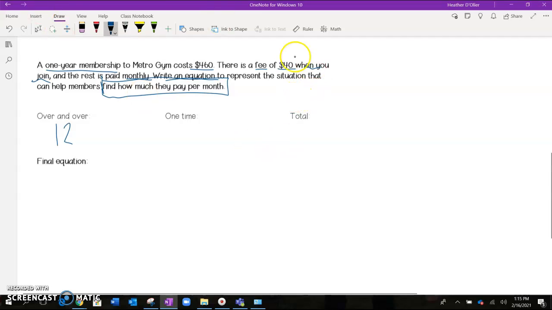Oh, that's it. That's my 1 time because I only paid it 1 time. So that $40 fee, and I was totally right. That $460 is the total. And I noticed that $460 was the total almost the first time I read it. I could have started with the total. Start with whatever piece makes the most sense to you. We just gave you a place to start.